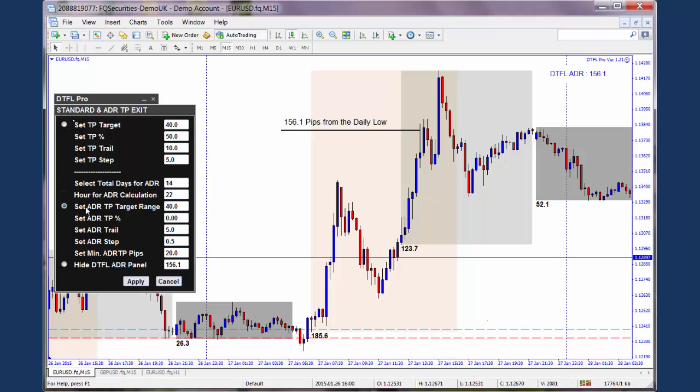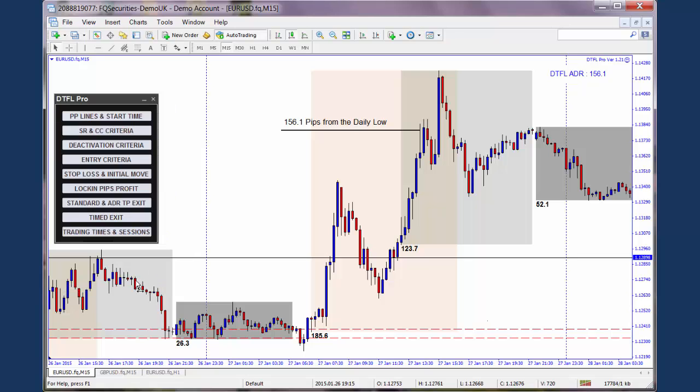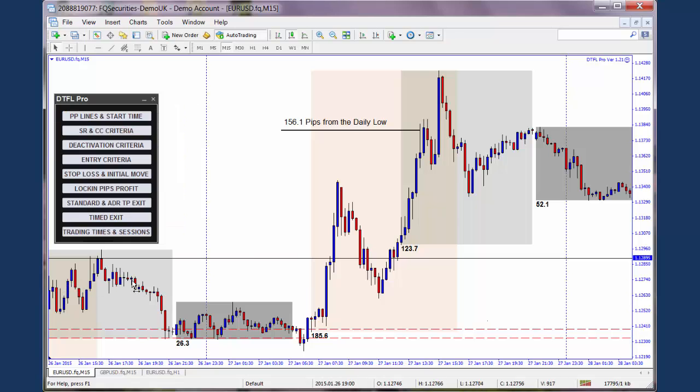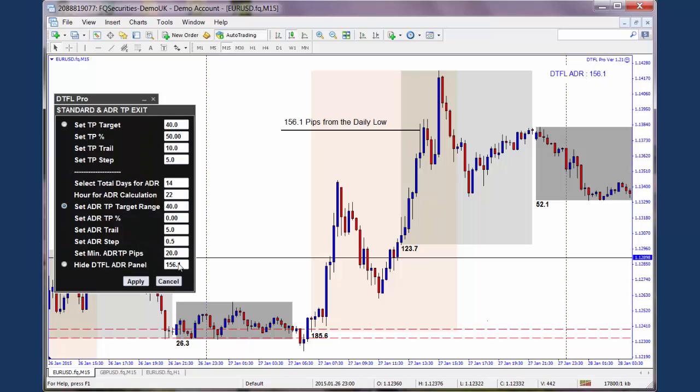Before we go on to the ADR take profit target, which is all explained here, let's just deal with these two inputs. The DTFL ADR up here is recalculated every single day, and it's displayed here. If you want to turn it off, you just click in here, apply, and it will disappear. And you say yes, I do want to hide it. And if you don't want it hidden, then you untick it, apply again, and it will appear again. There it is. If you don't want to have it in the top green, you don't have to. The same figure will be displayed here.